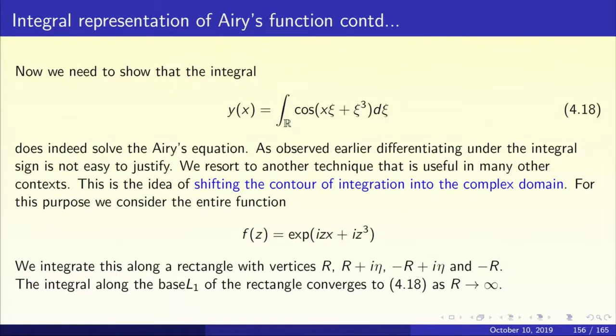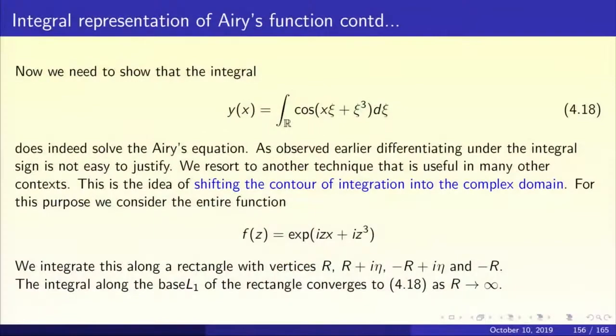Now what are we going to do? We are going to integrate this function along a rectangle with vertices r, r plus i eta, minus r plus i eta, and minus r. At this juncture, you must go back and revise our derivation for the Fourier transform of the Gaussian. We gave two different proofs of the Fourier transform of the Gaussian. One of them used complex analysis, and the complex analysis proof you must go back and revise before proceeding further with this. You'll get an idea as to what's going on.